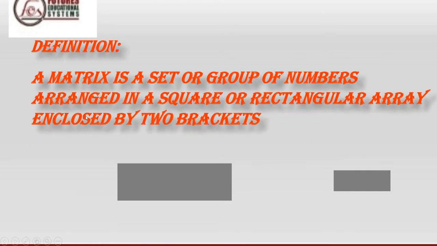Definition. A matrix is a set or group of numbers arranged in a square or rectangular array enclosed by two brackets.